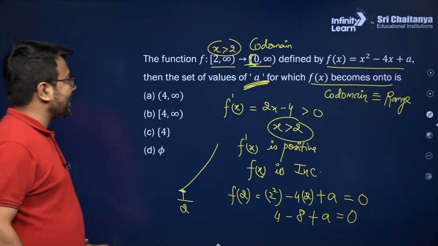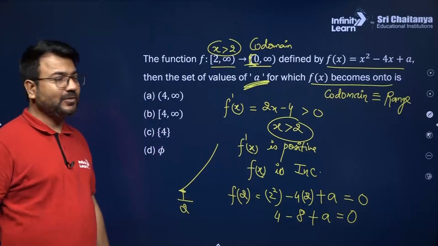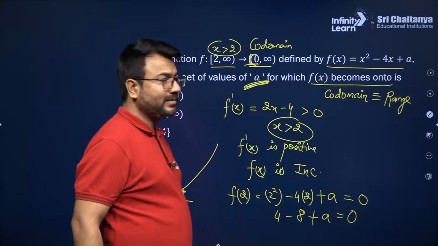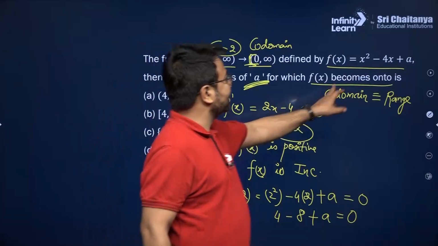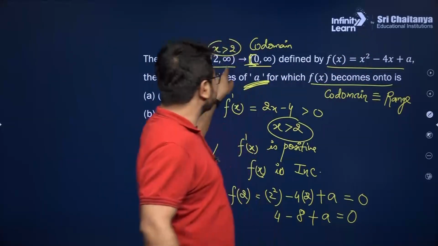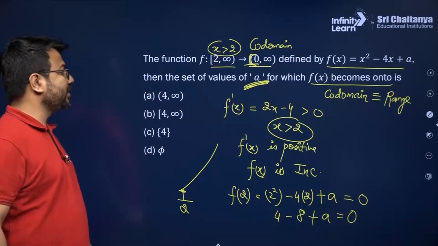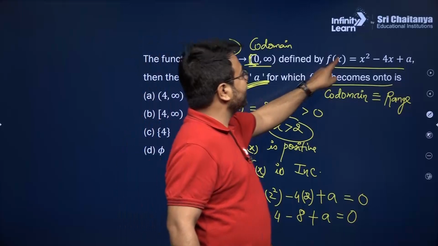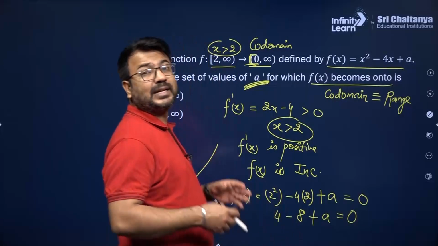We are observing that for x greater than 2, this is always positive. So at 2, it should have the minimum value. So at 2, if I make it 0, the value of a is minus 4. Now suppose I take a as minus 4, the range of this function for x greater than 2 should be between 0 to infinity, but it is not. If I take x as 3, it will be 9, then minus 4 into 3, and then plus a as minus 4, the range is coming negative.